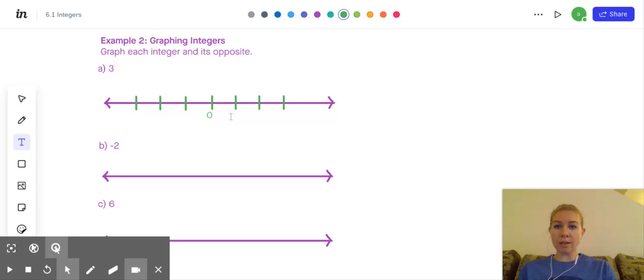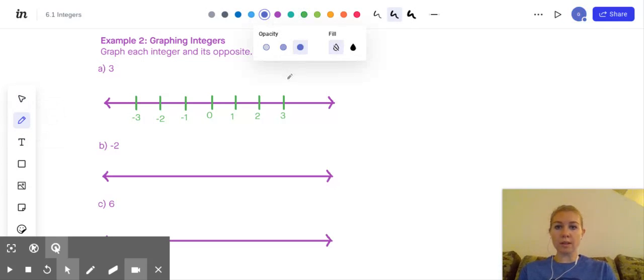So to the right of the number line is going to be my positive numbers. So 1, 2, and then 3. And then to the left is going to be negative numbers. So negative 1, negative 2, and then negative 3. Okay, so we need to graph 3.